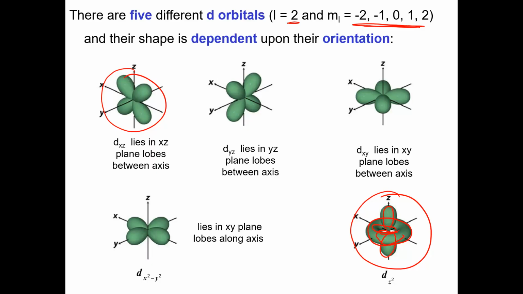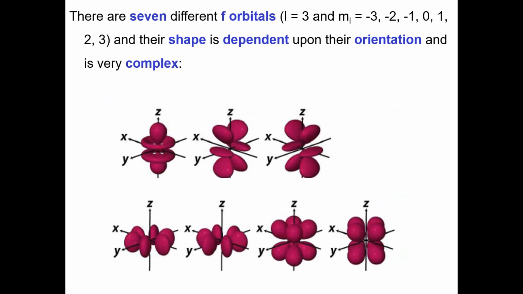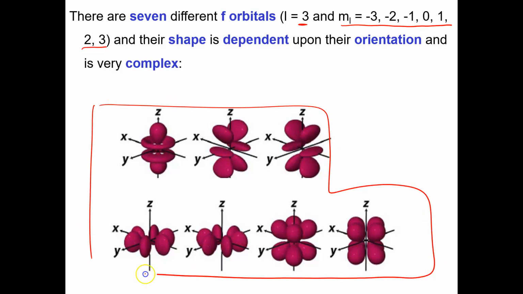Now an F subshell is going to be quite complicated. Orbitals in an F subshell have L equals 3, and that gives us 7 values for ML. Every time we change the orientation, we also change the shape slightly, and so you get a really complicated set of orbitals composing an F subshell.